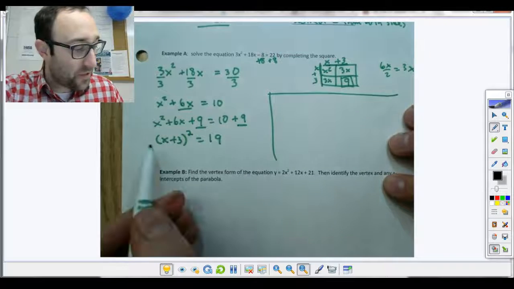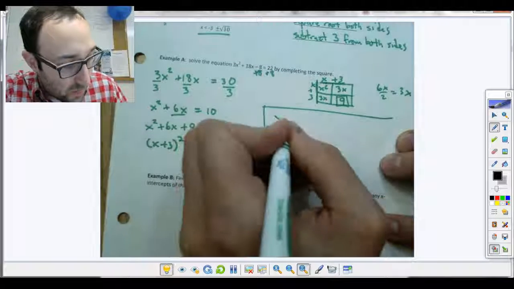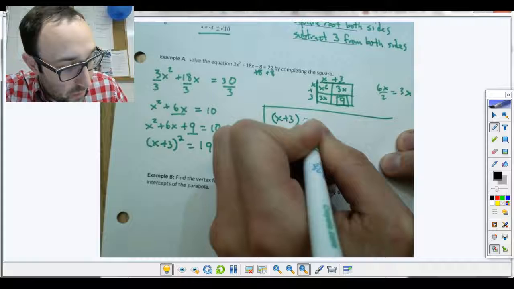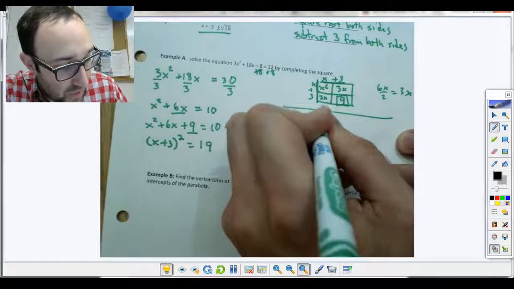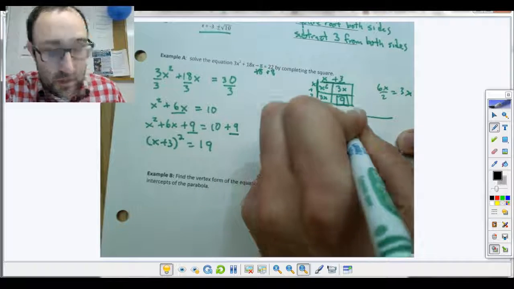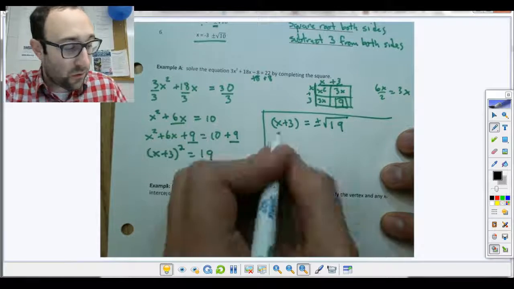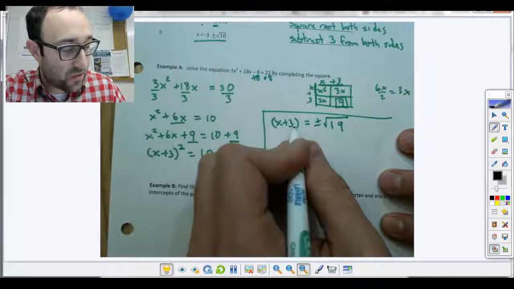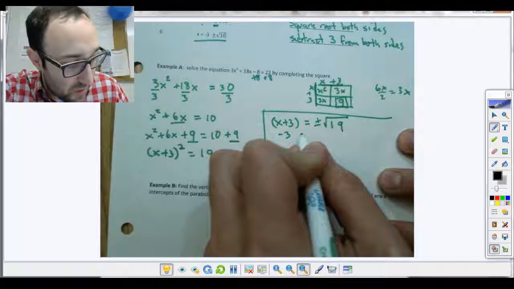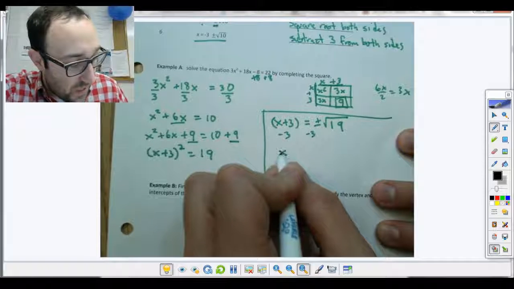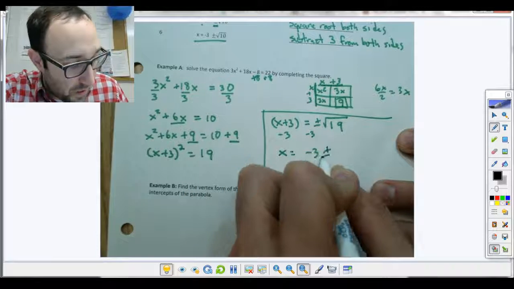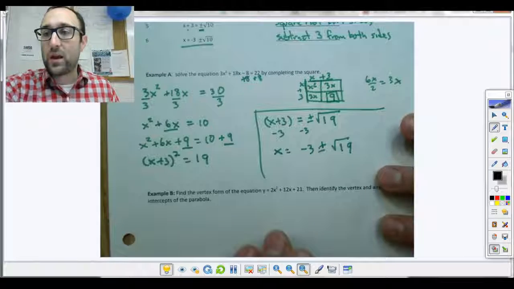Alright, so now I'm going to write the rest of it up here. The first thing I'm going to do is take the square root. So I get x plus 3 equals plus and minus the square root of 19. I don't really need the parentheses anymore, and my last step is to subtract 3. So I'm going to say minus 3, and x equals negative 3 plus and minus the square root of 19.